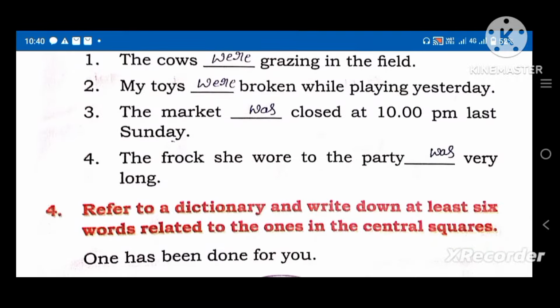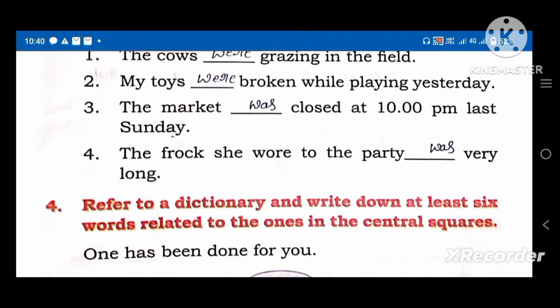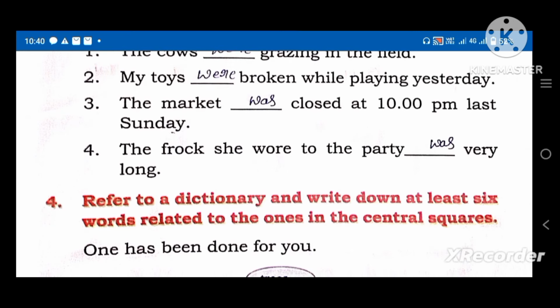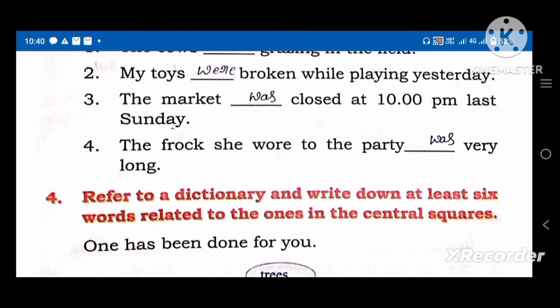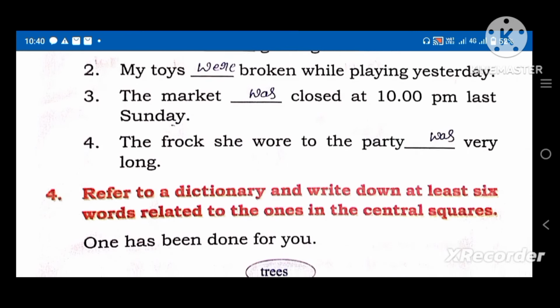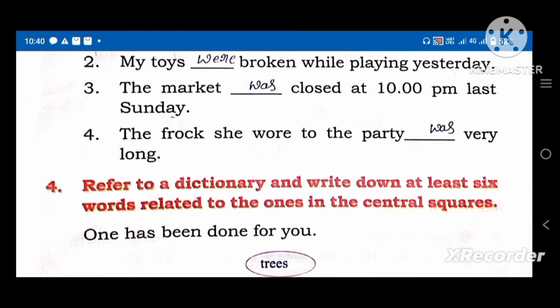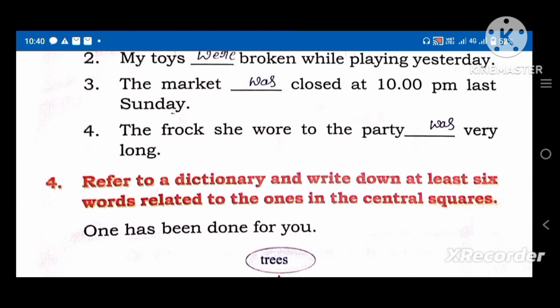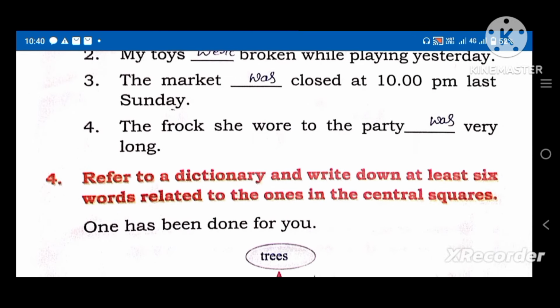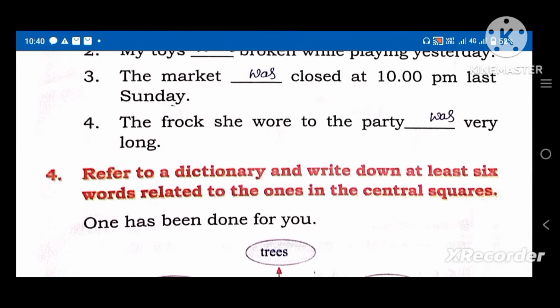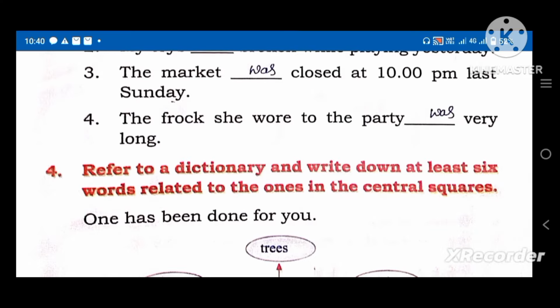Third one, the market was closed at 10 p.m. last Sunday. Fourth one, the frock she wore to the party was very long. Fourth main, refer to a dictionary and write down at least 6 words related to the ones in the central squares. One has been done for you.